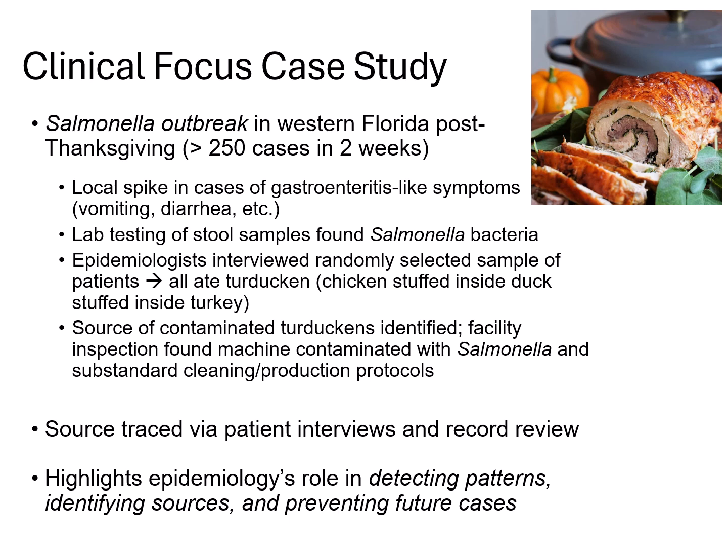In this chapter, the book also takes us through a classic foodborne outbreak investigation as the clinical case study problem. There was a local spike in patients coming in with gastroenteritis-like symptoms like vomiting, diarrhea, stomach cramps, and severe dehydration due to that diarrhea and vomiting. Lab testing of the stool samples from these patients found salmonella bacteria. Then epidemiologists selected a random sample of those patients to interview, and they found out that all of those patients ate turducken. So I Googled and put a picture in here.